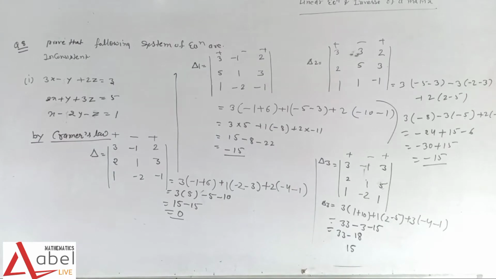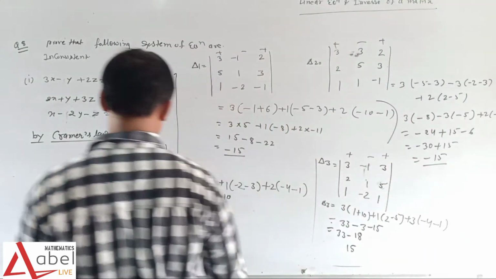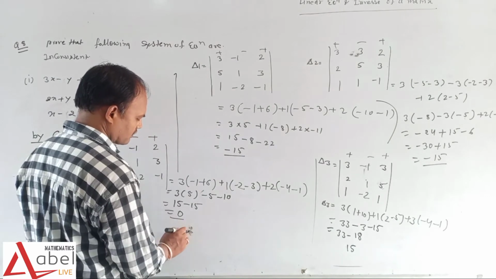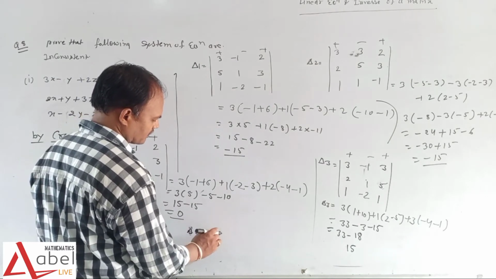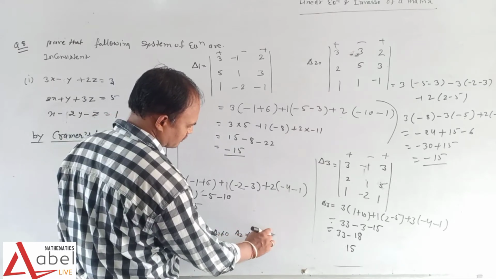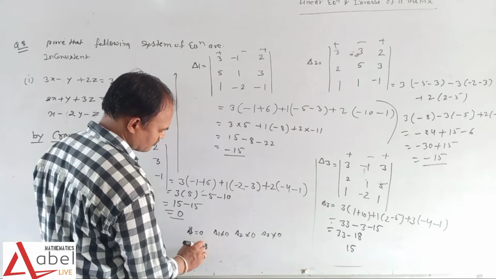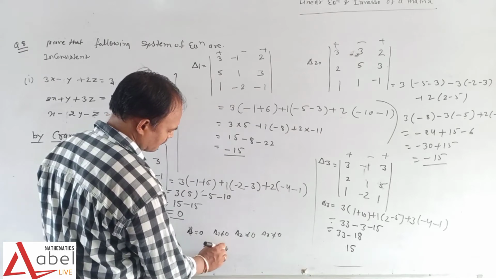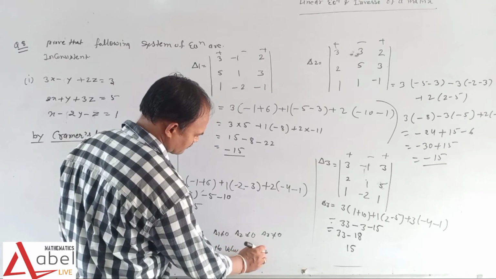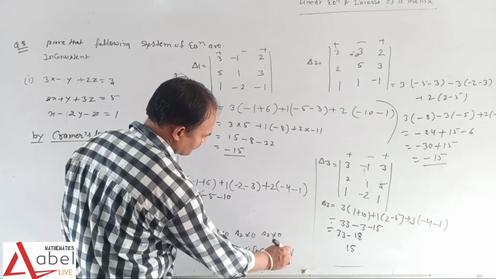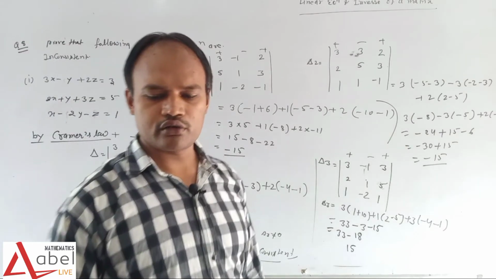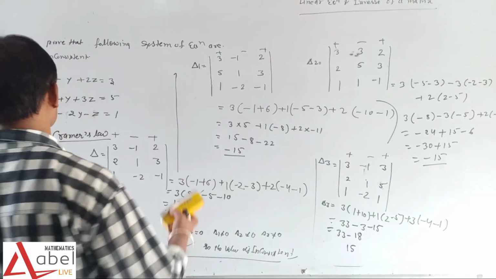So how can we find the value of x? Here delta equals 0, delta 1 is not equal to 0, delta 2 is not equal to 0, delta 3 is not equal to 0. So the system is inconsistent. Okay students, so it is clear now. Now it is completed. Now we are going to solve the second part of this question.